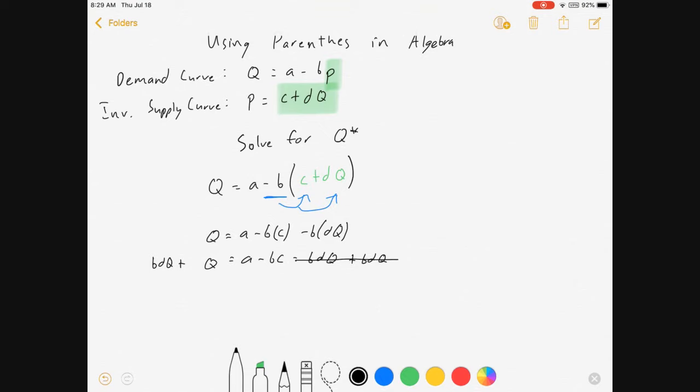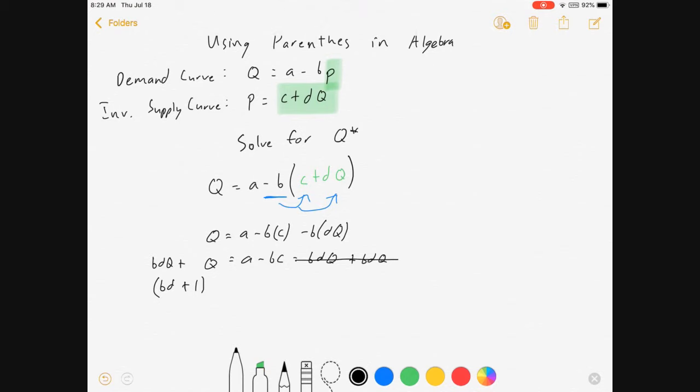Now let's use a parenthesis again. Why? Because I've got two Q's here with the same exponent. They're both power of 1, and I can combine them into one thing. So if I divide both of these terms, BDQ and Q, by Q, I can get what goes inside the parentheses, BD plus 1.